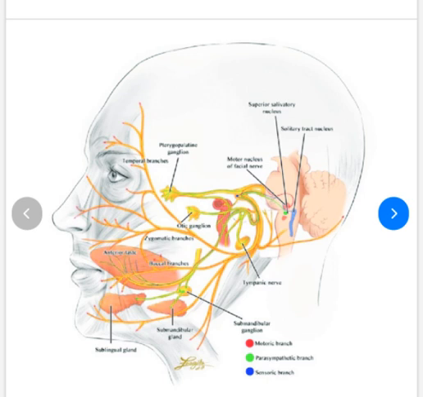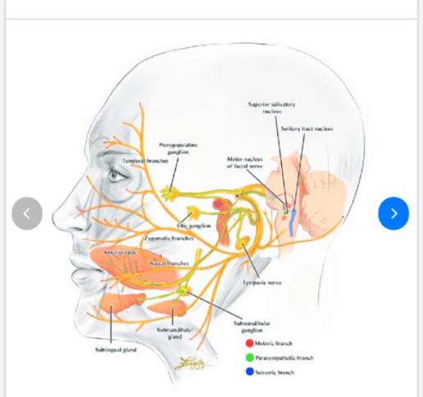It contains the motor, sensory, and parasympathetic (secretomotor) nerve fibers, which provide innervation to many areas of the head and neck region. The facial nerve is comprised of three nuclei: the main motor nucleus, the parasympathetic nuclei, and the sensory nucleus.